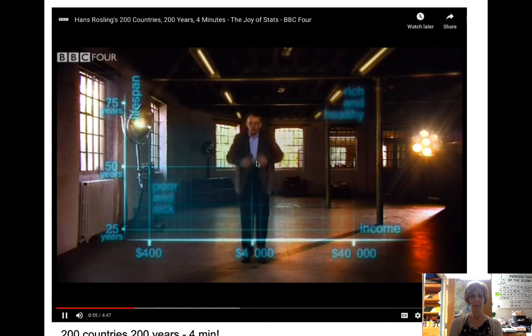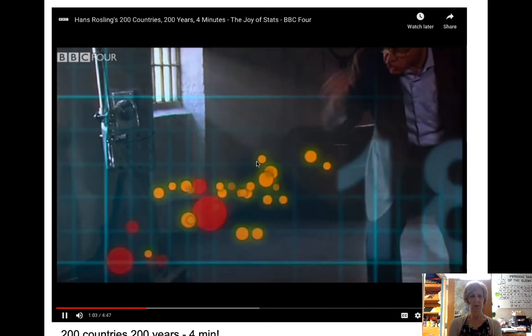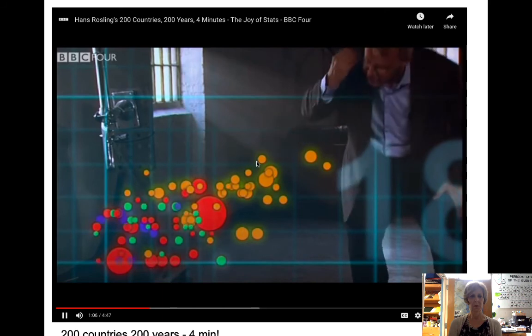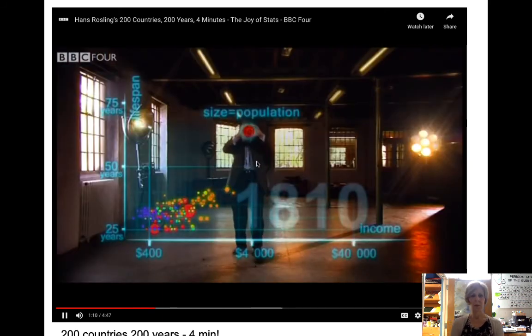Now, I'm going to show you the world 200 years ago, in 1810. Here come all the countries. Europe brown, Asia red, Middle East green, Africa south of Sahara blue, and the Americas yellow. And the size of the country bubble showed the size of the population.